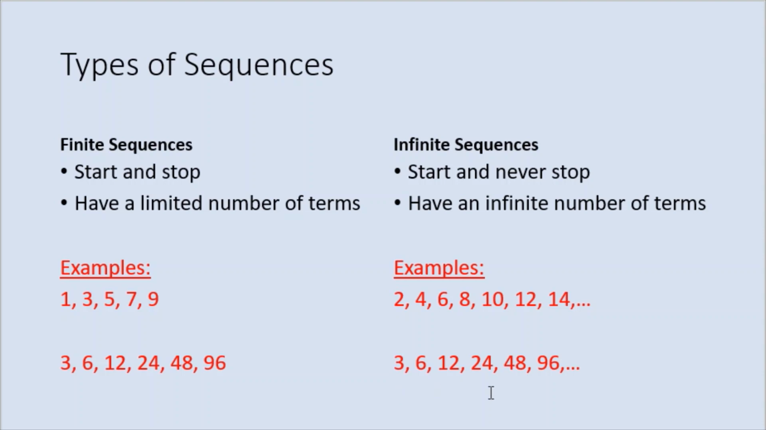Here we have 3, 6, 12, 24, 48, 96, comma, dot, dot, dot. I know this goes on forever. Here we don't have comma, dot, dot, dot, so I know it's a finite sequence.